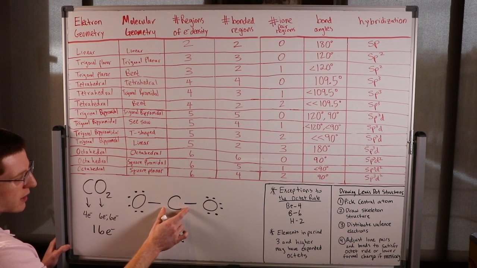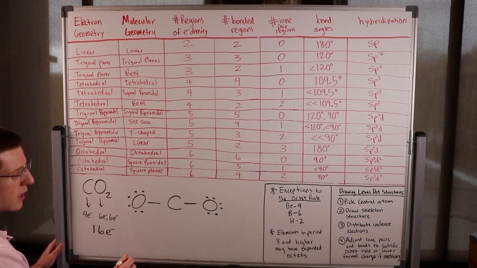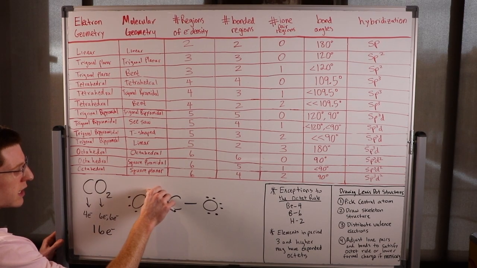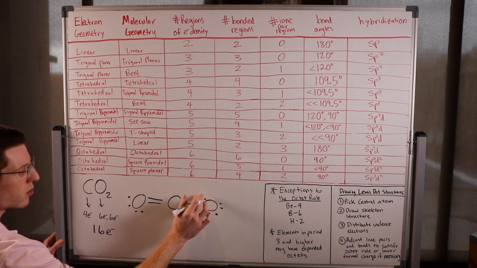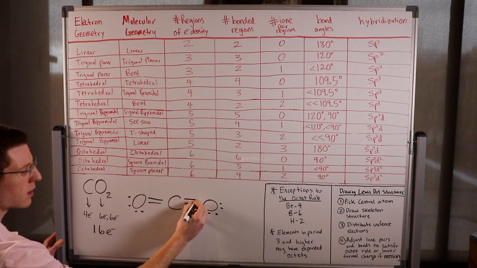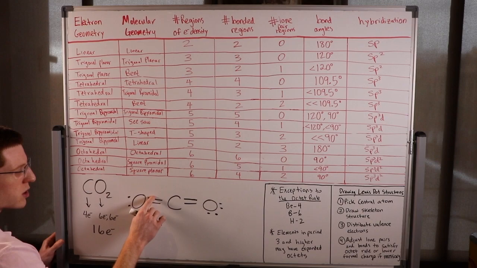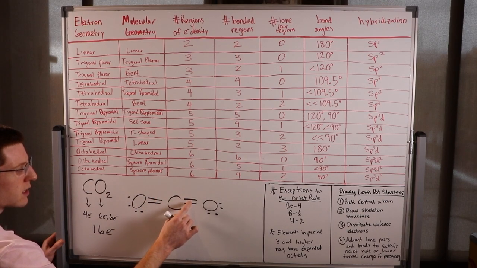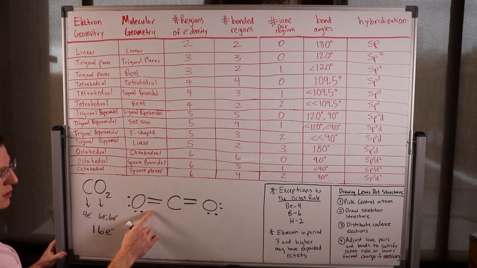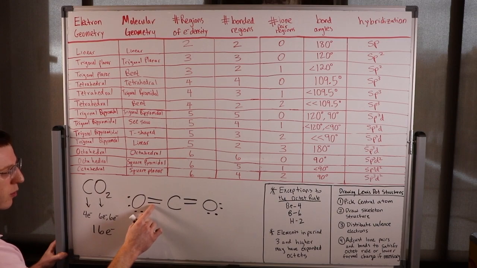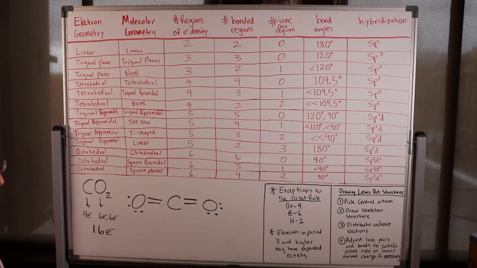So how do we satisfy the octet rule for the carbon? Well, it needs more electrons, right? So what we can do is take some lone pairs from the oxygens and turn them into bonds. So I'll make both of these double bonds. So now the carbon has 1, 2, 3, 4, 5, 6, 7, 8 electrons in its valence shell, and it has a satisfied octet. Notice how both of the oxygens still have satisfied octets. So 1, 2, 3, 4, 5, 6, 7, 8. So this is our completed Lewis dot structure.